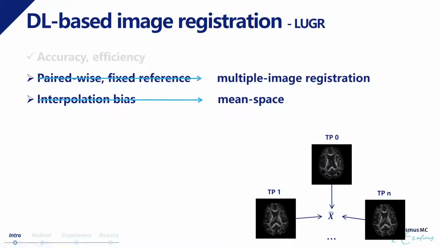In order to overcome these limitations and achieve unbiased longitudinal image analysis, deep learning-based methods have to first enable registration of multiple images and to register images to the mean space of the group. This is therefore the objective of the proposed method.